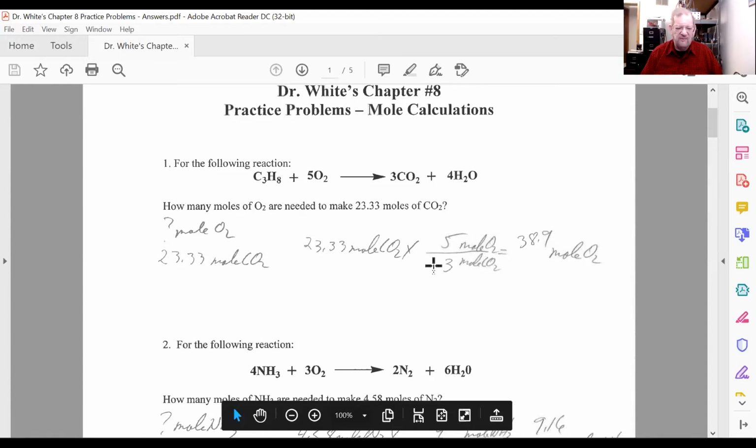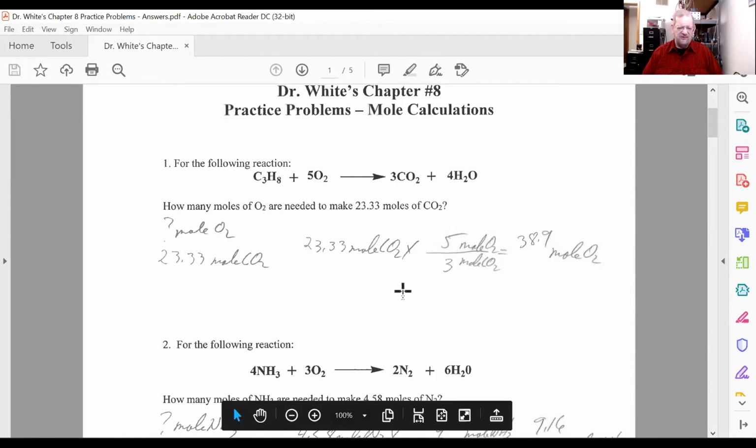Where do I get these numbers? From the balanced chemical equation. Where do I find a relationship between oxygen moles and CO2 moles? Here, 5 moles of oxygen make 3 moles of CO2. I was looking at the wrong number. Let's do that again. 5 moles of oxygen make 3 moles of CO2. And therefore, 3 moles of CO2 are made from 5 moles of oxygen.